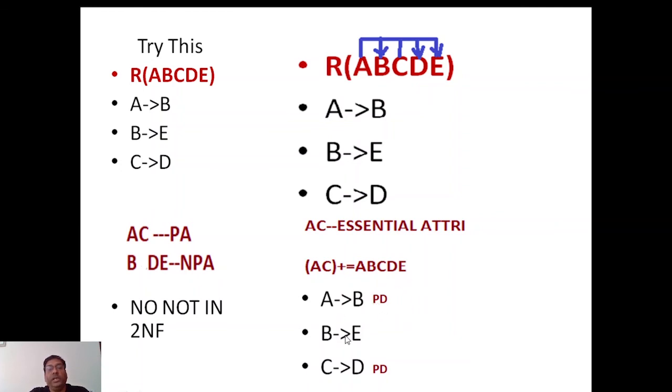Now in the next case, E is dependent only on B. Neither is prime here: E is non-prime and B is also non-prime. So when both are non-prime, we do not have any issue of partial dependency. Now coming to the next one, D depends only on C, where C is a prime attribute. So if a non-prime attribute depends only on a part of the candidate key, we call it partial dependency. So in this case, again you will say your table is not in second normal form.